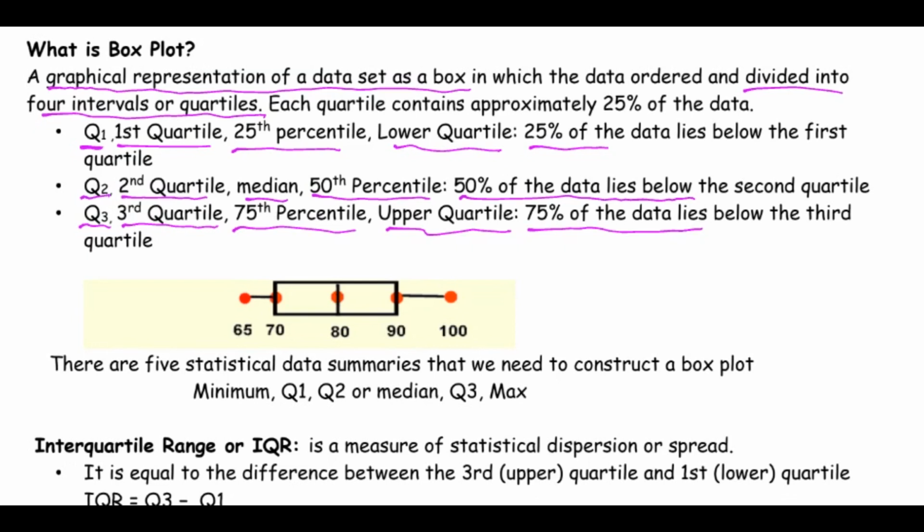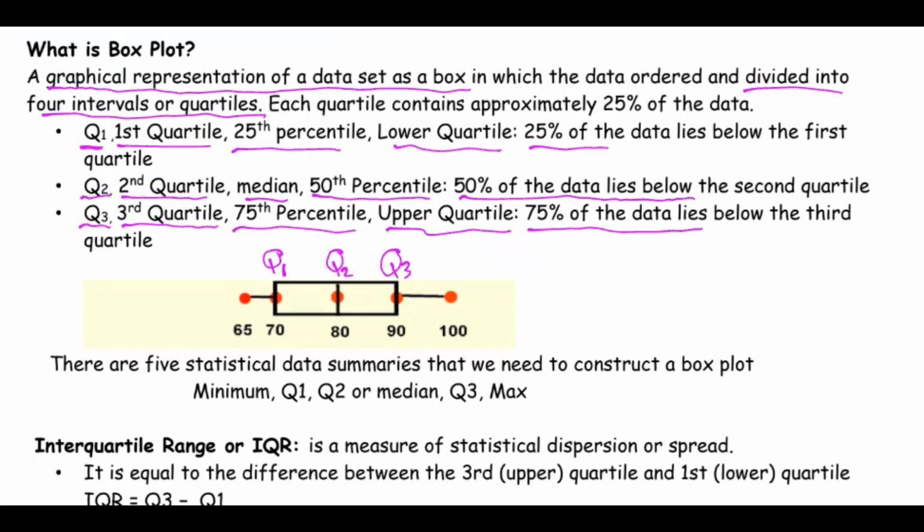So let's take a look at this example. We have a box plot in front of us. This is a box plot. So if you look at the box in the middle, this is where Q1 is, or first quartile. This is where the second quartile is, or the median. And this is where the third quartile is, or Q3. So the box contains first quartile, second quartile, and third quartile.